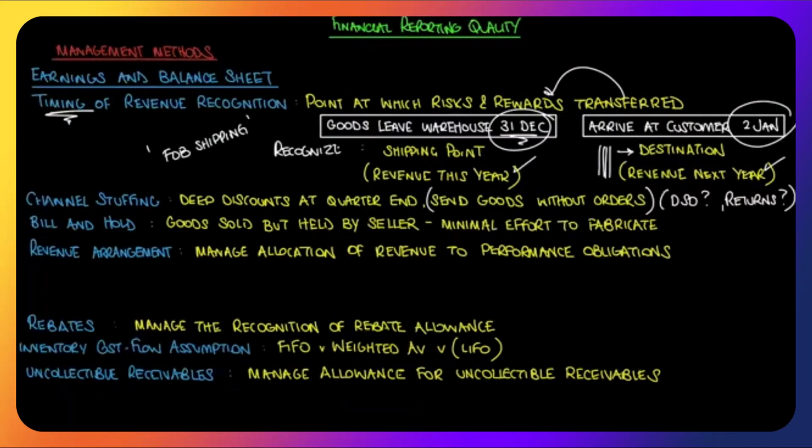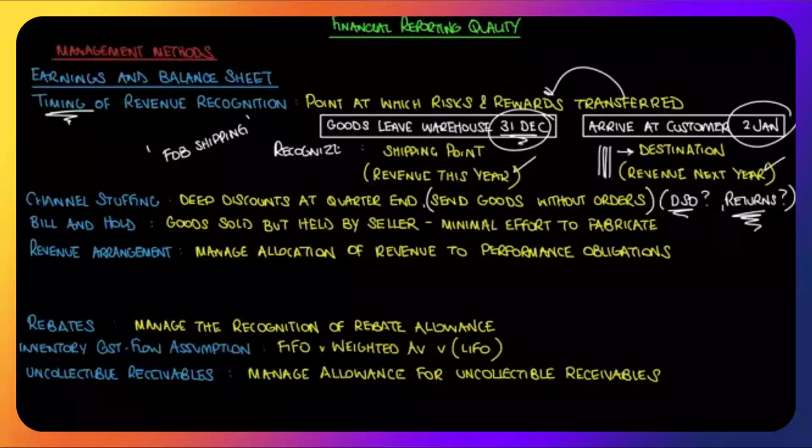Now, eventually, they're going to come back. Some of them won't, because people can't be bothered sending stuff back. But even if they do come back, you've put revenue through this year. As an analyst, be on the lookout for this. Look for days of sales outstanding. Look for extreme levels of returns after the year end. That'll give you an indication they're doing this.